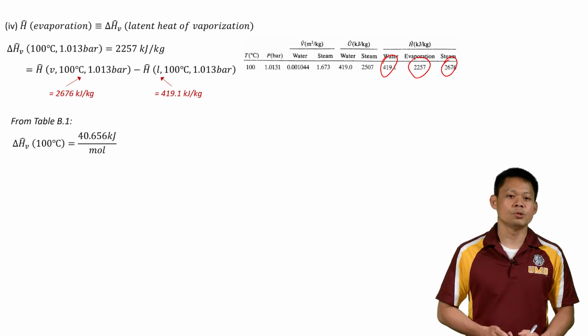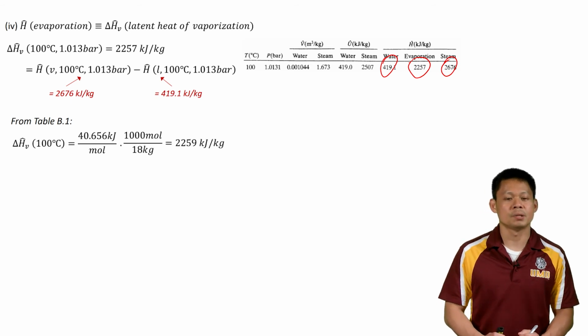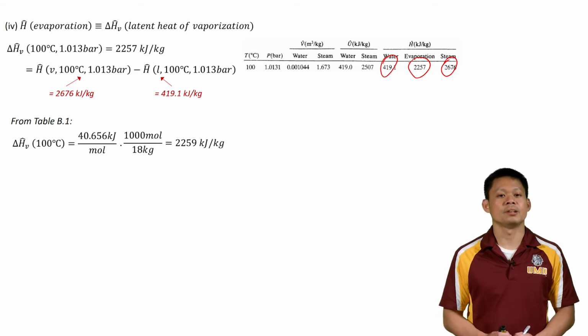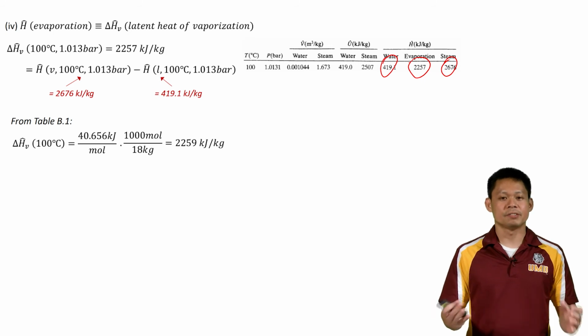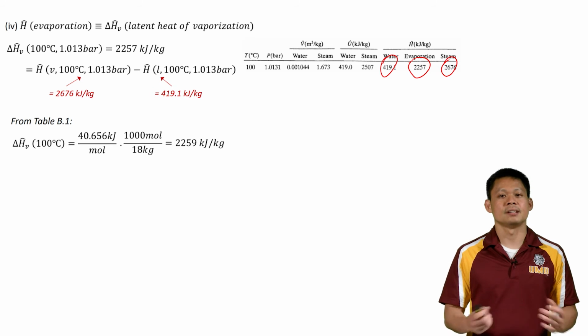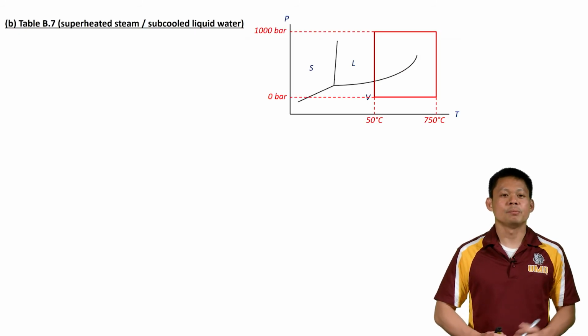Let's convert it to kilojoules per kilogram using our molecular weight of water. So it's 18 kilograms per 1,000 moles. And you end up with the same value, or at least close to that, 2259 kilojoules per kilogram. So all this is just to verify that different sources should give you roughly the same value for latent heats and enthalpies. All right, so now that's for table B5 and B6.